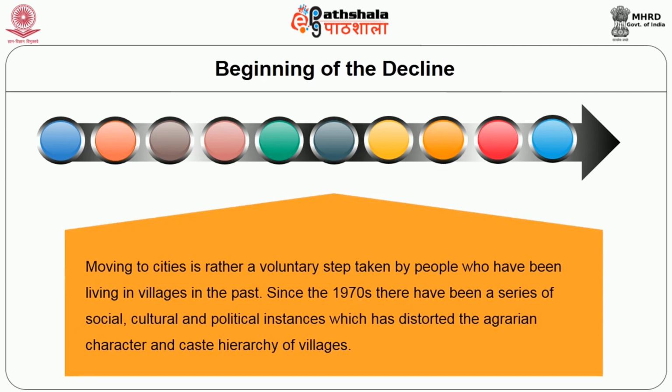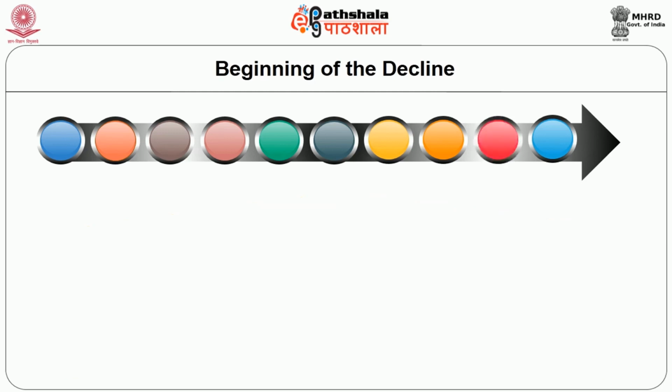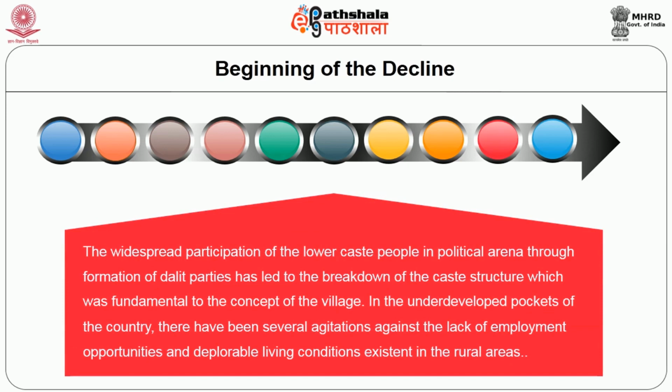Since the 70s, there has been a series of social, cultural, and political instances which has distorted the agrarian character and caste hierarchy of the village. The widespread participation of the lower caste people in the political arena through the formation of Dalit parties has led to the breakdown of the caste structure, which was fundamental to the concept of village. In the underdeveloped pockets of the country, there have been several agitations against lack of employment opportunities and deplorable living conditions existing in the rural area.